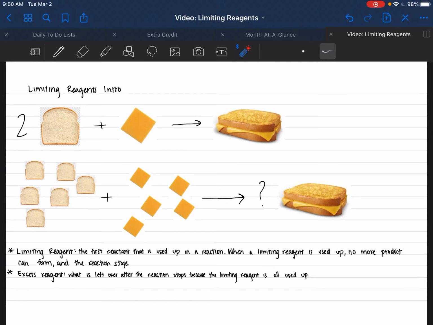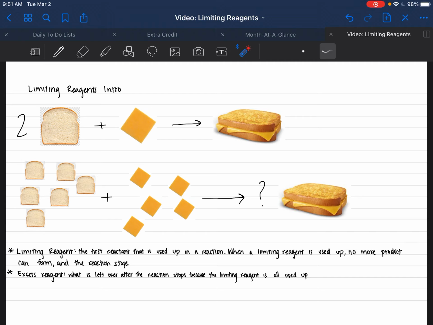Today we're going to be talking about limiting reagents. So let's start with something that's a little bit familiar. You may remember from our last lesson we talked about those mole-to-mole conversions using just this basic example of making a grilled cheese sandwich. So based on that, if we have 2 slices of bread and then 1 slice of cheese, you get 1 grilled cheese sandwich. That's pretty straightforward. We can write it out just like we would a chemical equation.